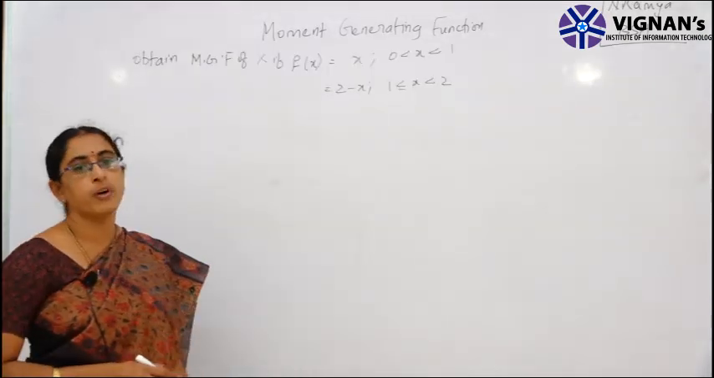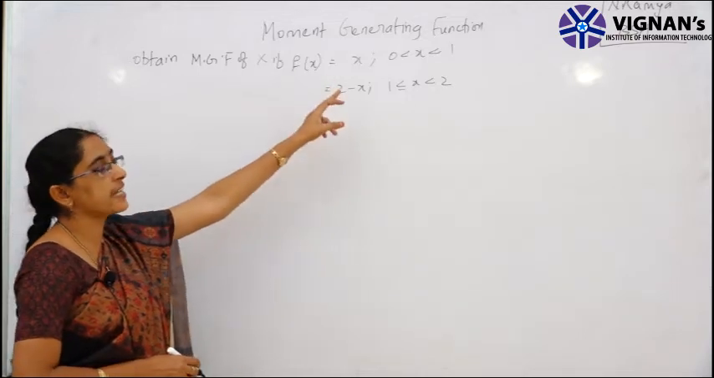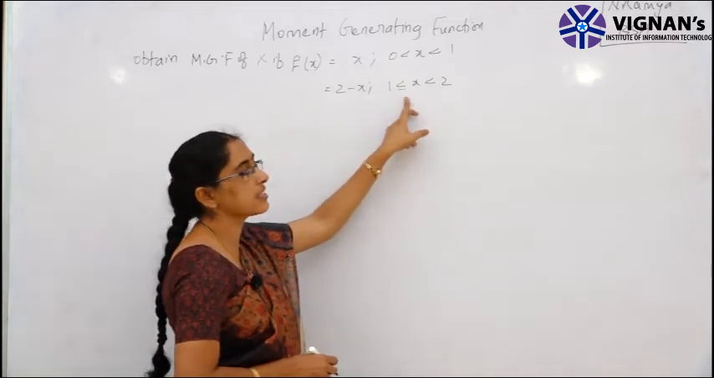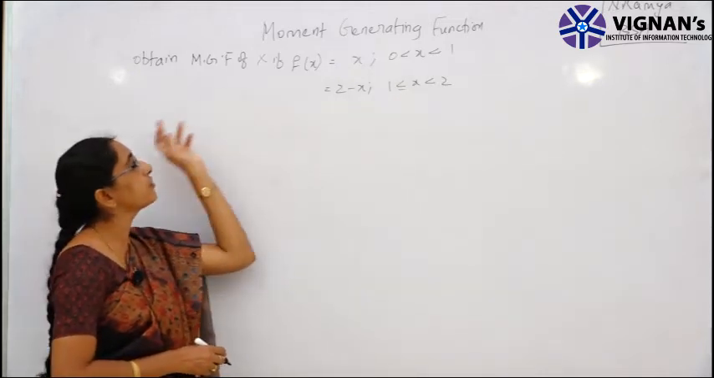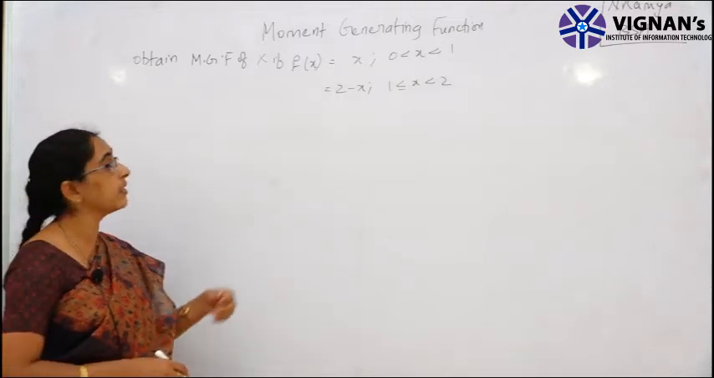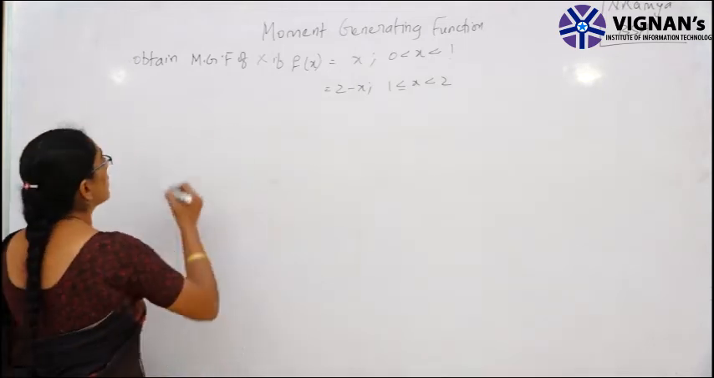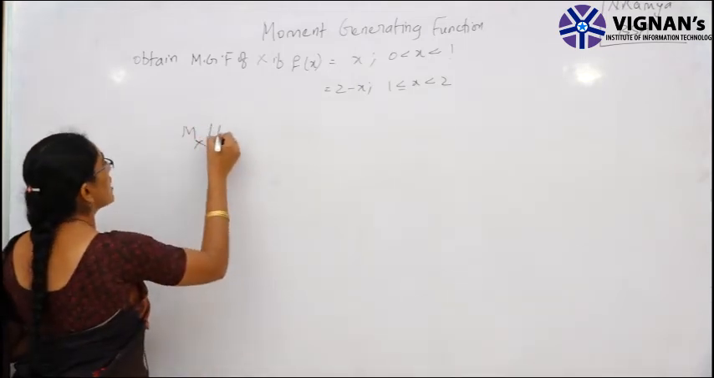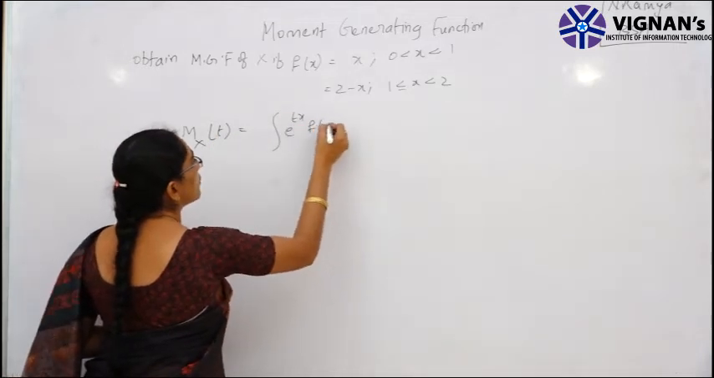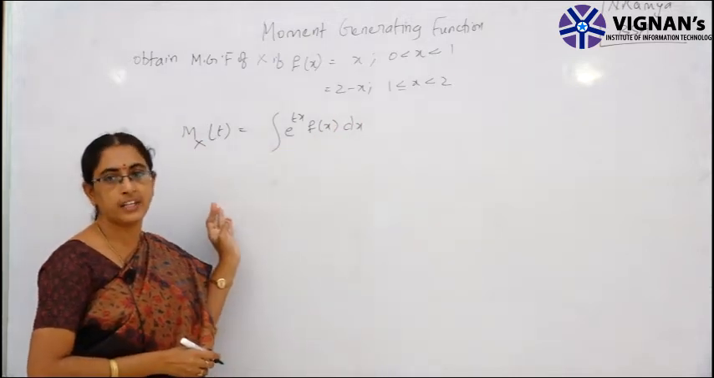Let us see a problem on the moment generating function. If the density function is x for 0 less than x less than 1 and 2 minus x for 1 less than or equal to x less than 2, we have to find the moment generating function. So, here x is a continuous random variable and it is defined in 2 intervals, right. By definition, the moment generating function is M_X(t) equal to integral e power tx into f of x dx. Why? Because x is a continuous random variable.